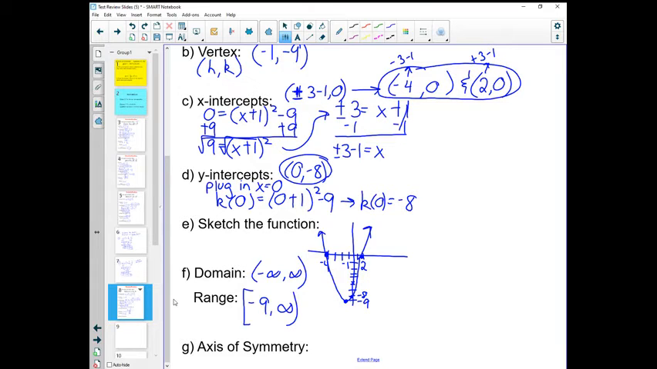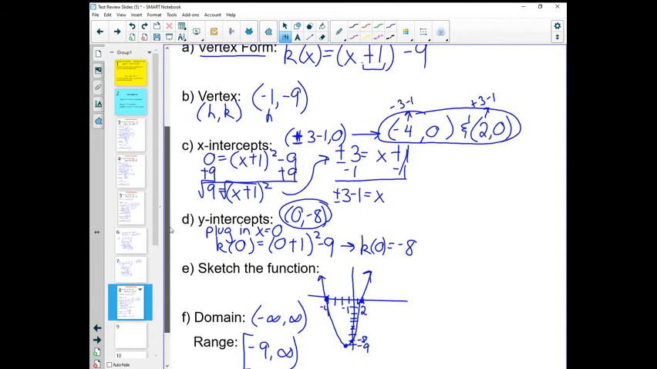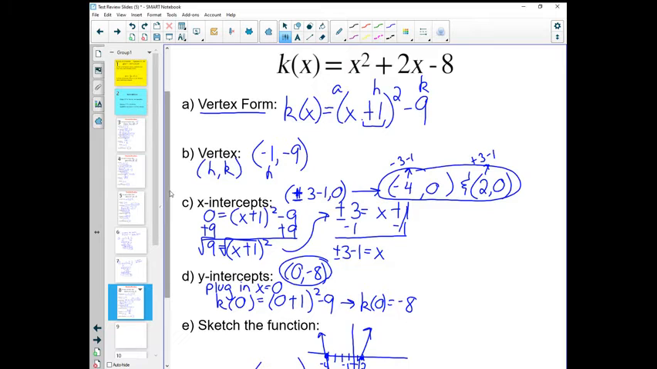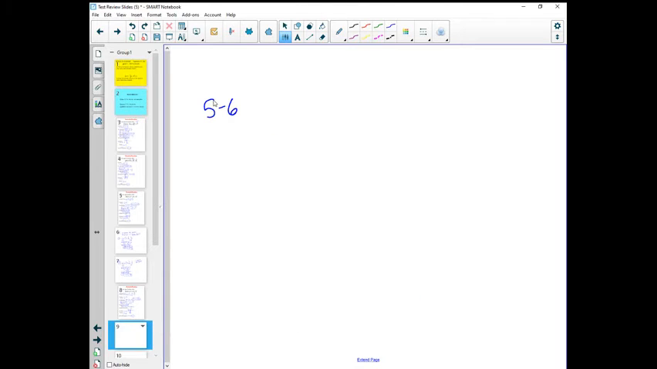The last piece we need is the axis of symmetry, which is x = h. And h here, we already established was -1. So x = -1 is the axis of symmetry for that equation. That's a little bit of review for you over completing the square to write an equation in vertex form. And then from vertex form, we were able to analyze all of its parts. On questions 5 through 6, our question states, for the following, find the vertex using the vertex formula.